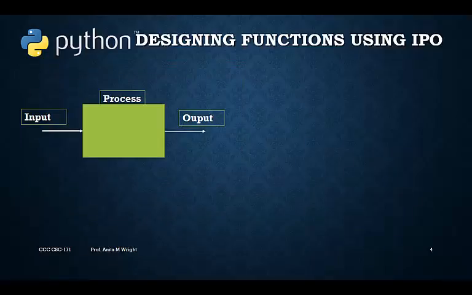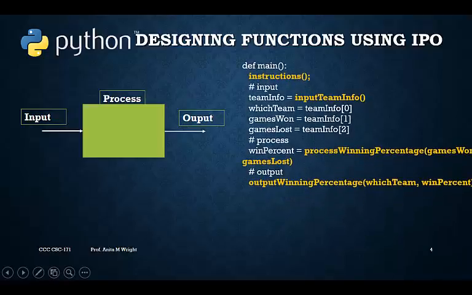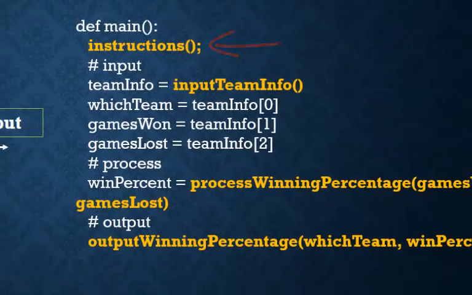Here is the coded main for the sample solution we will use. This is not the only possible solution. Everyone has their own unique approach to solving programming problems. I used 4 functions, and I formulated them in a way to demonstrate the 4 options we have in terms of IPO. Let's examine them more closely. We see the instructions function, the input team info function, the process winning percentage function, and the output winning percentage function.